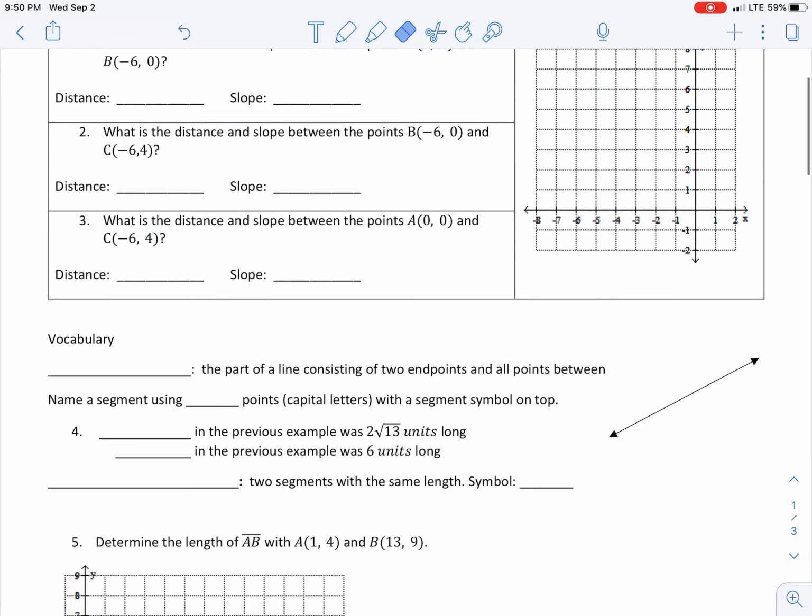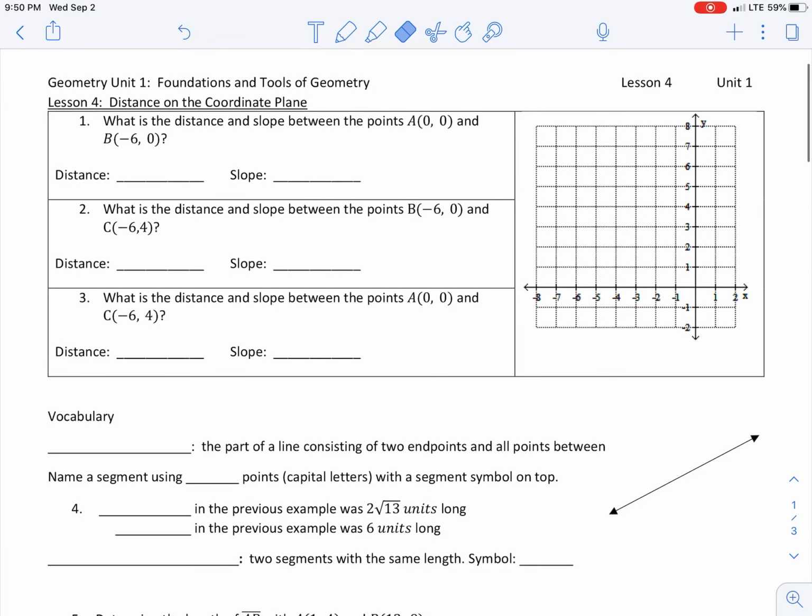So we are on page 13 in your workbooks, and these will be notes. Remember, you do not have to turn in your notes on Google Classroom, just the assignment, but I just wanted to walk through these notes with you. So, for part one, it is saying, what is the distance and slope between points A and B?